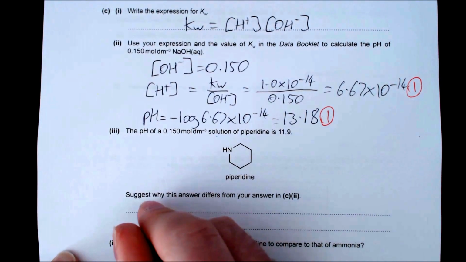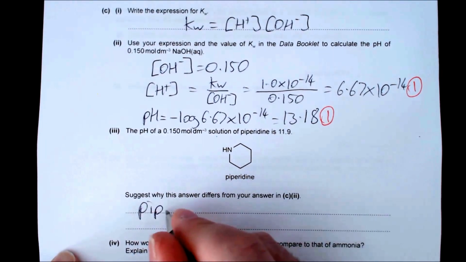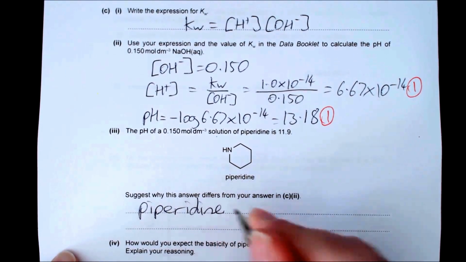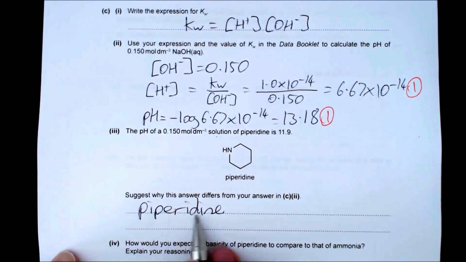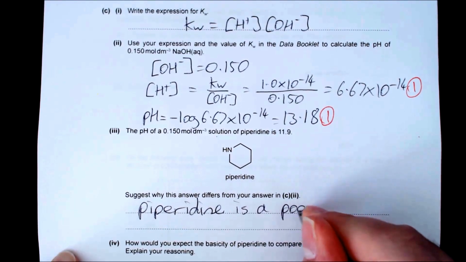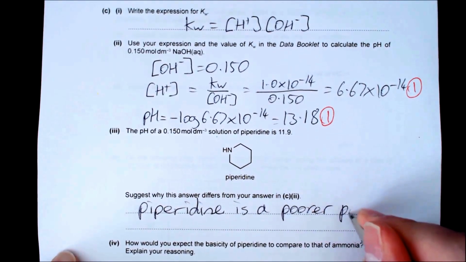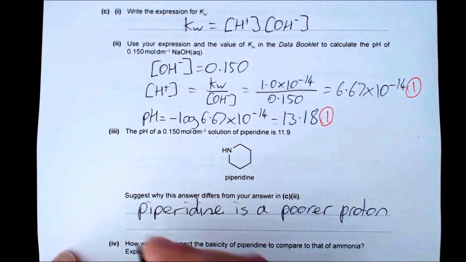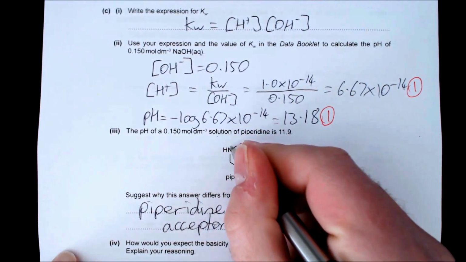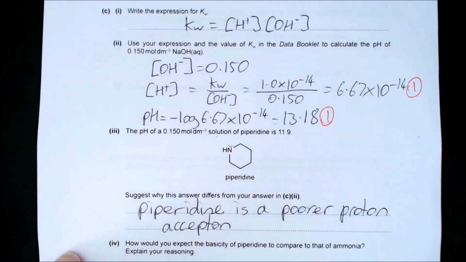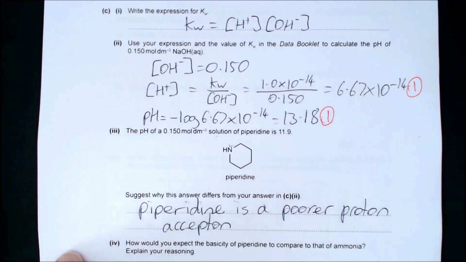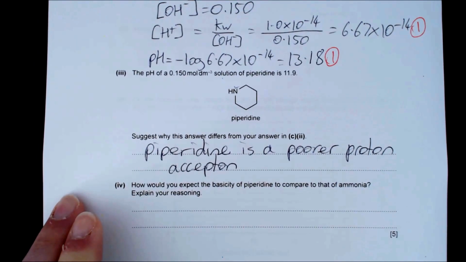So obviously this piperidine, make sure I spell it right. That's right, yeah. Piperidine is a poorer proton acceptor. So remember, it has this lone pair of electrons on the nitrogen there. So this is going to accept the proton, but it's not very good as a proton acceptor in comparison with sodium hydroxide. All right, and then on to the next bit.